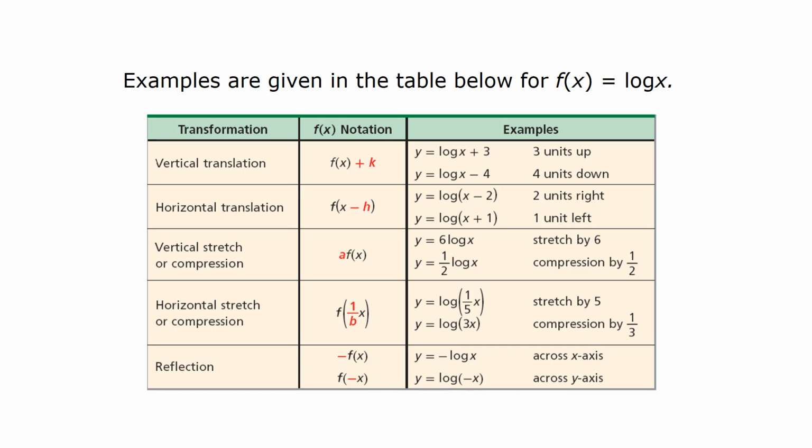All right, so here's our table again. Again, same kind of thing. If we add to the end, it's going to go either up or down, and in this case it would be 3 units up or 4 units down. So that's your vertical translation.